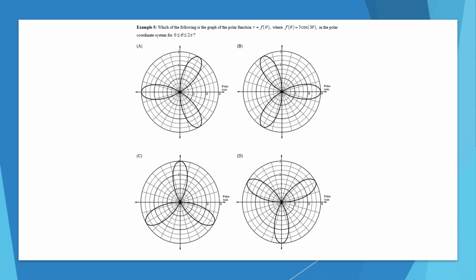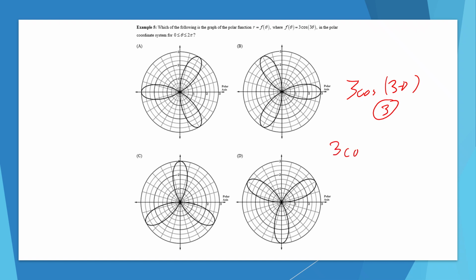All right. Number 5. We have 3 cosine 3 theta, and so right now n is odd, so it should have 3 petals. Unfortunately, all 3 of these have 3 petals, so that kind of sucks for us. Let's plug in a nice number though. Let's plug in 0 and see what we get.